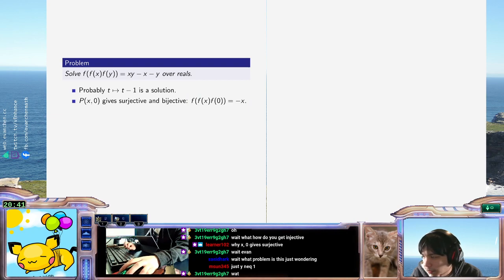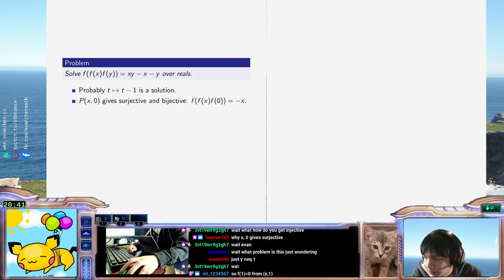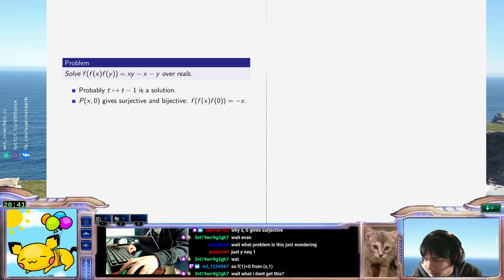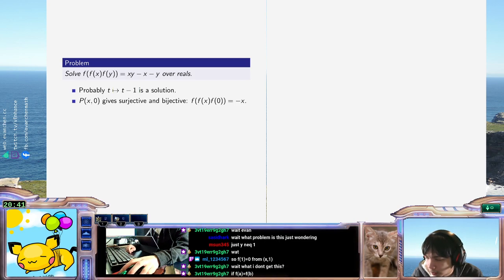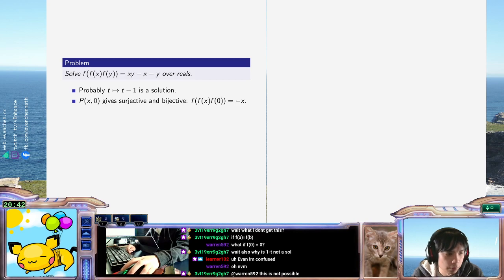Okay. Now, are there any other solutions other than t minus 1? Did I miss any? Is like 1 minus t a solution? No, it's not. The slope of any solution should satisfy k squared equals 1. No, wait, k cubed equals 1. Right, so k equals 1.